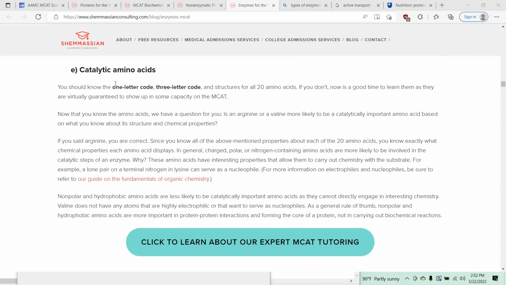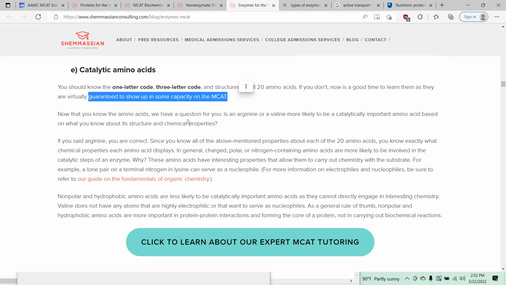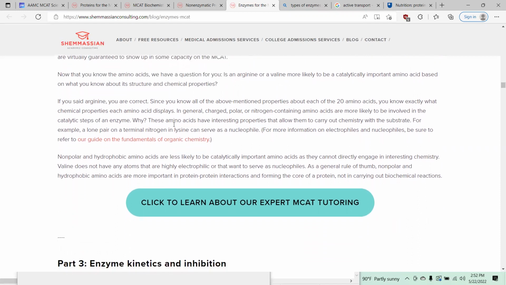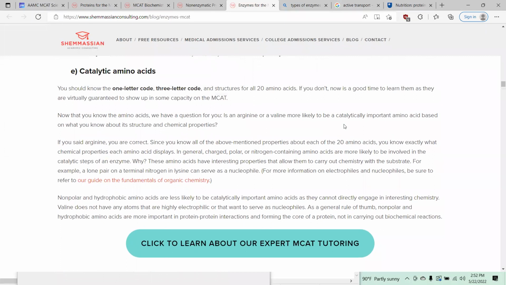Yes. So as we talked about, you need to know the 1-letter code and the 3-letter code and the structures for all the amino acids. They are literally guaranteed to show up on the MCAT. And interesting. So then their question here is, is arginine or valine more likely to be catalytically important?